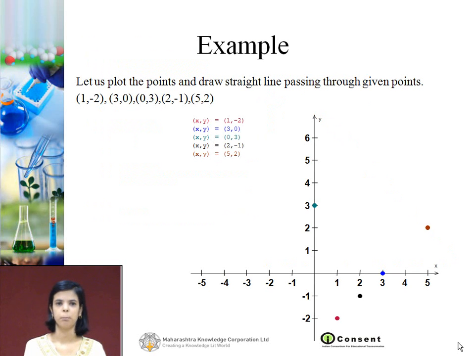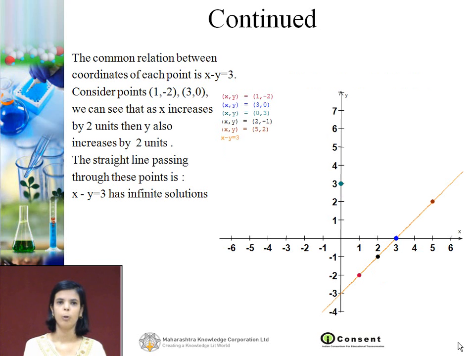Consider another example. (1, -2), (3, 0), (0, -3), (2, -1) and (5, 2). The common relation between the coordinates of each point is x minus y is equal to 3. Now consider the points (1, -2) and (3, 0).